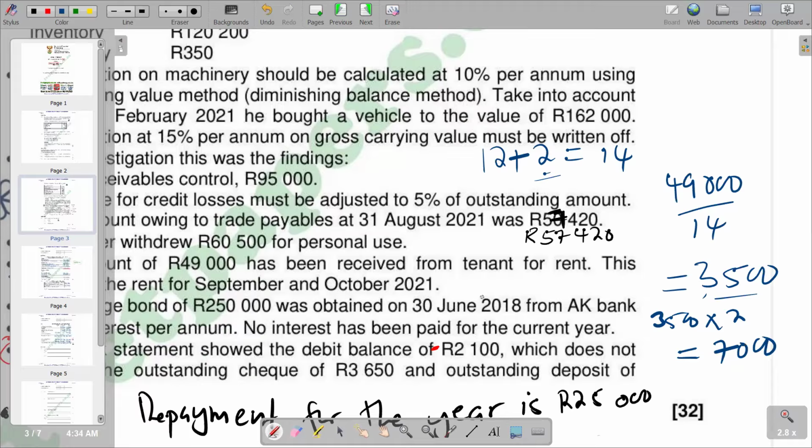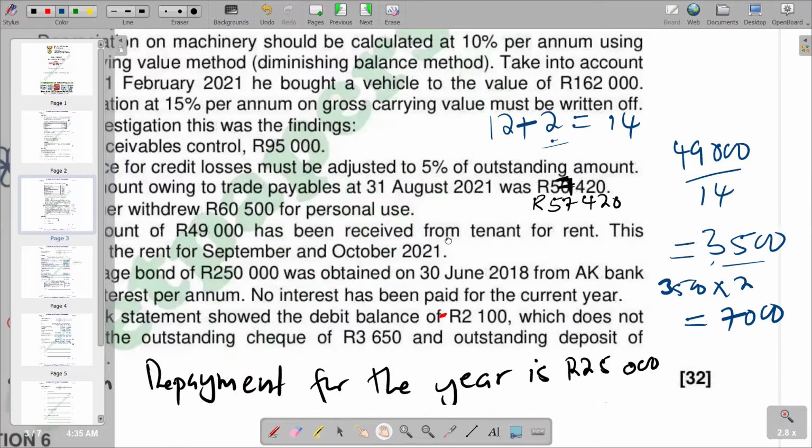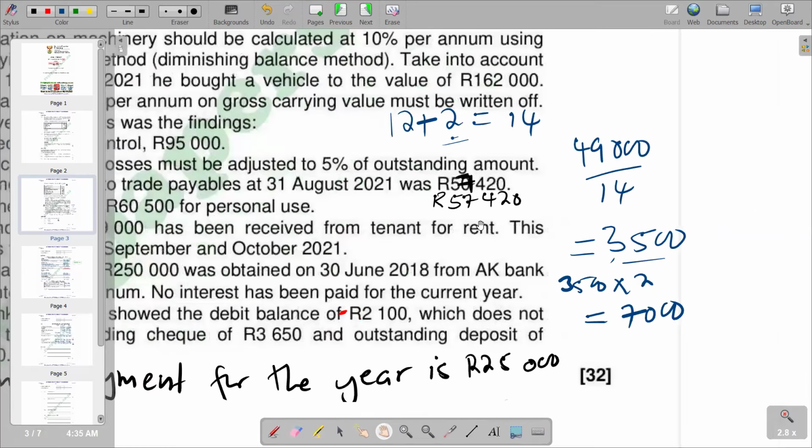So this is another payable. Remember, this is income. Obviously, when it's income and it's a prepayment of income, it becomes a current liability. You can take note of that. If it's a prepayment or income in advance, it becomes a current liability. So we are going to put it there.